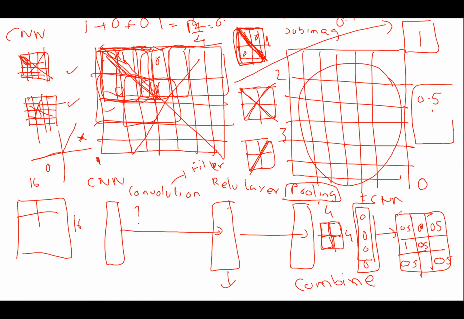Is this clear? Any questions on how a convolution neural network works?